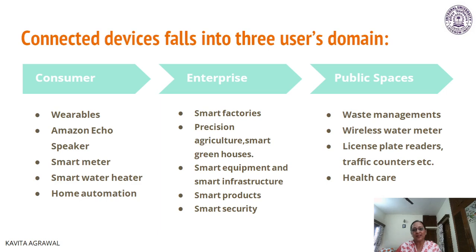If we look at public spaces, we have waste management, which is smart in the sense it can detect whether the waste is being collected properly, whether bins are full, and whether we need to dispose of them. We have wireless water meters, we have license plate readers, we have healthcare systems. So all these connected devices which we are using even without knowing are making our life so much easier and simpler.